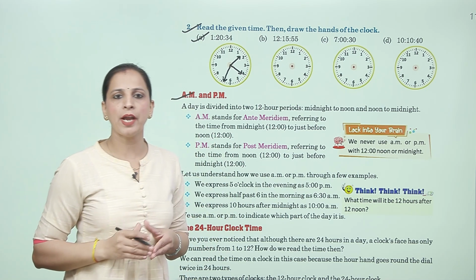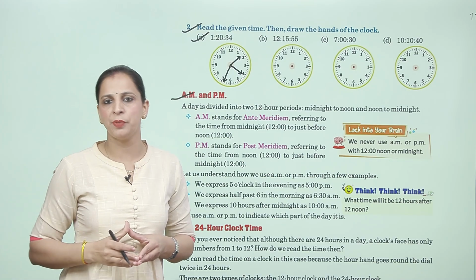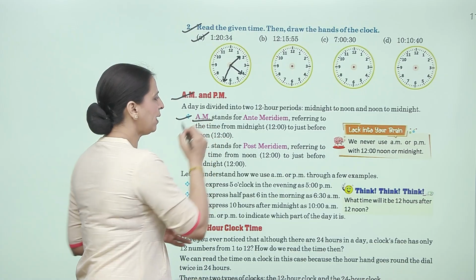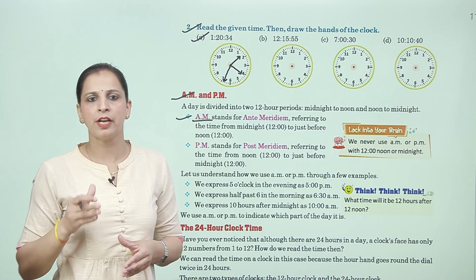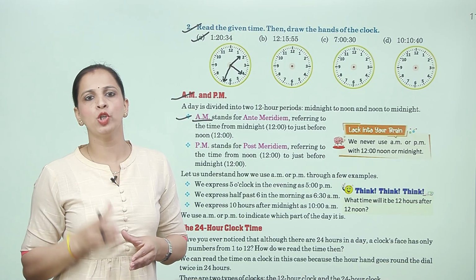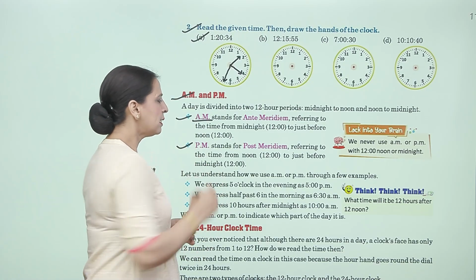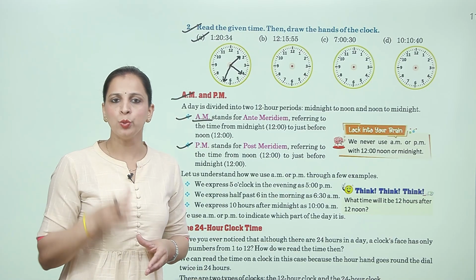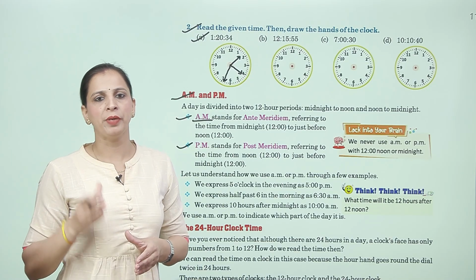A day is divided into two 12 hours periods, midnight to noon and noon to midnight. Now, AM stands for ante-meridian, referring to the time from midnight 12 to just before noon 12. And PM stands for post-meridian, referring to the time from noon 12 to just before midnight 12.